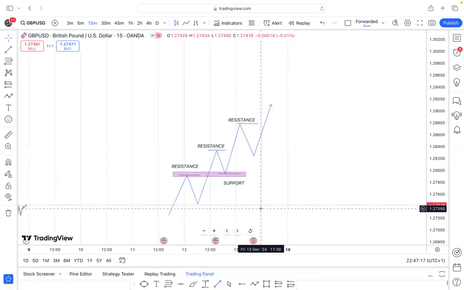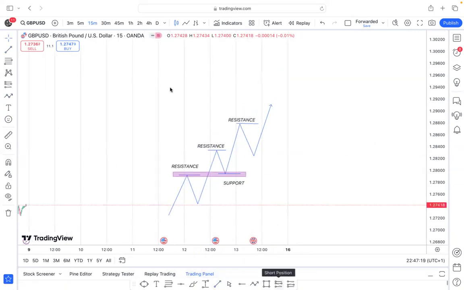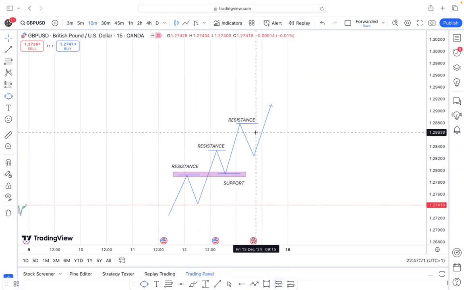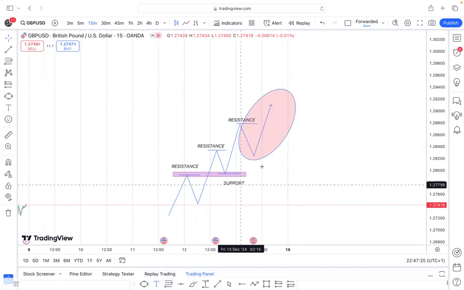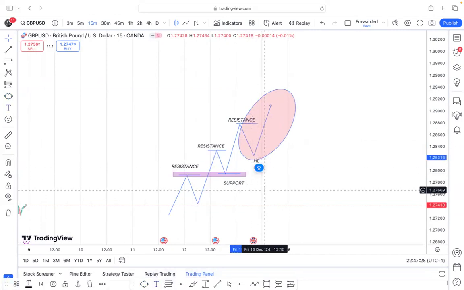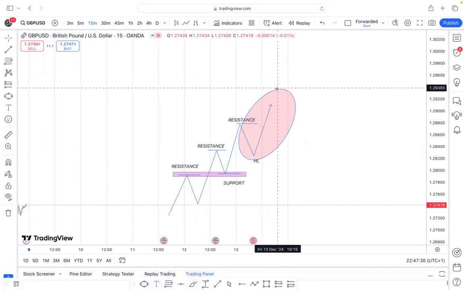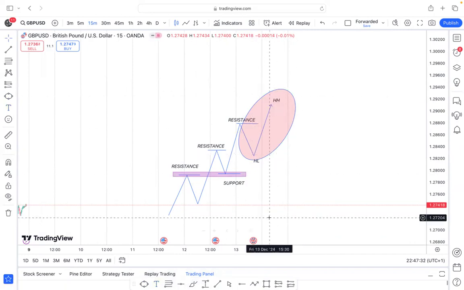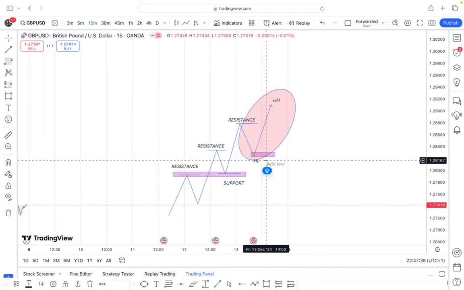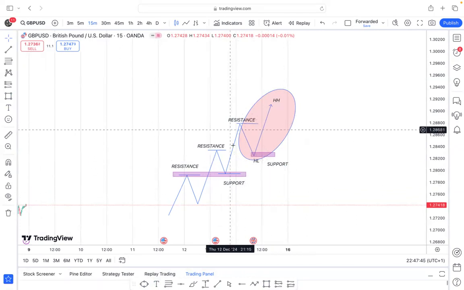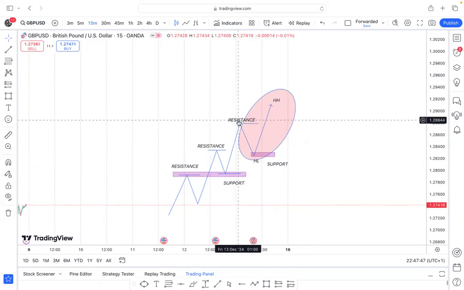I'm going to show you guys here. Let's look at this current structure. So we know this will be our higher low, and this will be our higher high. This higher low will be our support level, right? That's where price came to find support. And this higher high will be our resistance.